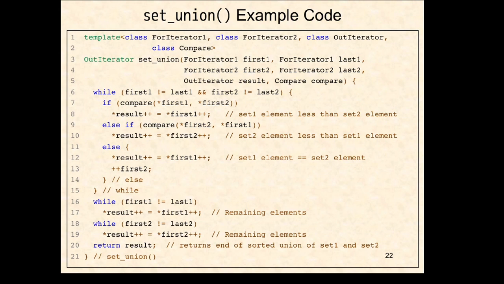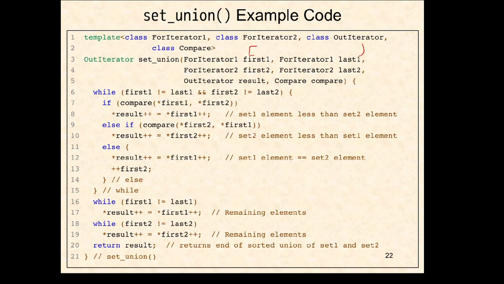Okay, so let's go through the code. So we've got the template taken care of. Line 3 says, hey, I've got first one and last one. So first one and last one are our iterators into the beginning and just past the end of set 1. First 2 and last 2 are the beginning and just past the end of set 2. Output iterator, we called it result. Result is where we're going to put our output. And our comparator type is named compare. So when we want to compare things, we're going to use this thing called compare.